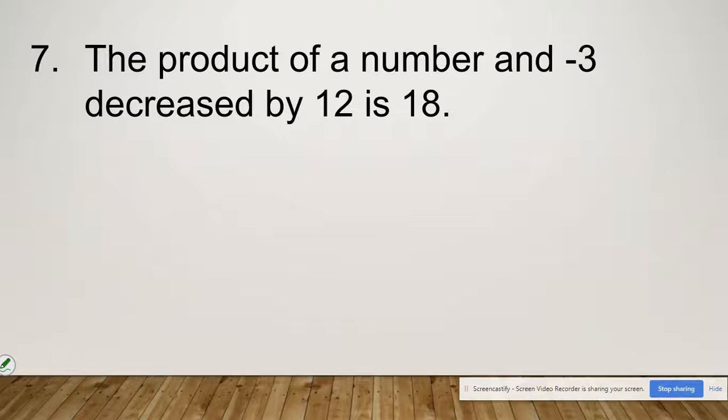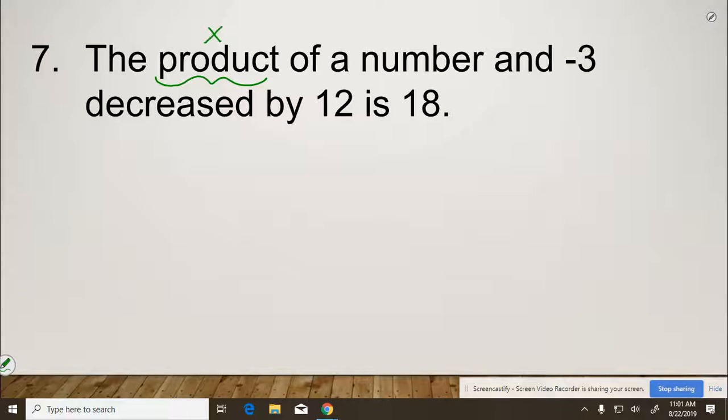The product of a number and negative 3 decreased by 12 is 18. This one's pretty straightforward. The word product means to multiply. Decreased by means to subtract. Is our equal sign. So the product of a number and negative 3 will be written as negative 3n, not n times negative 3. Get out of that habit of doing that. You want it to be simplified, nice and concise. All right. So decreased by 12, so minus 12, equals 18.